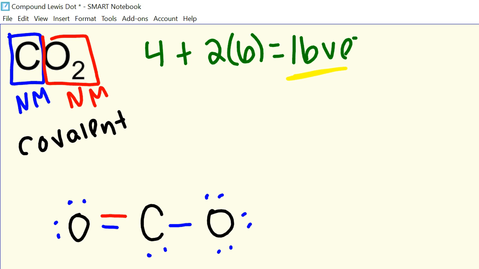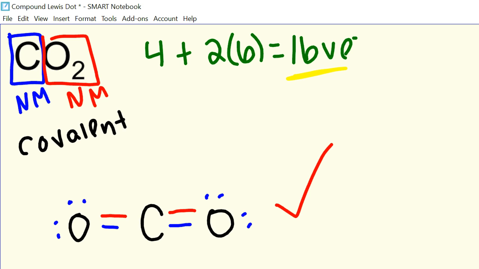So we must create another bond. We're going to create another bond between carbon and oxygen, but we're going to do it on the other side this time because we're all about being equal. We add a bond, we must erase 2 electrons. Now we count 2, 4, 6, 8 in our bonded pair, 10, 12, 14, 16. That is correct. That is our correct structure for carbon dioxide.